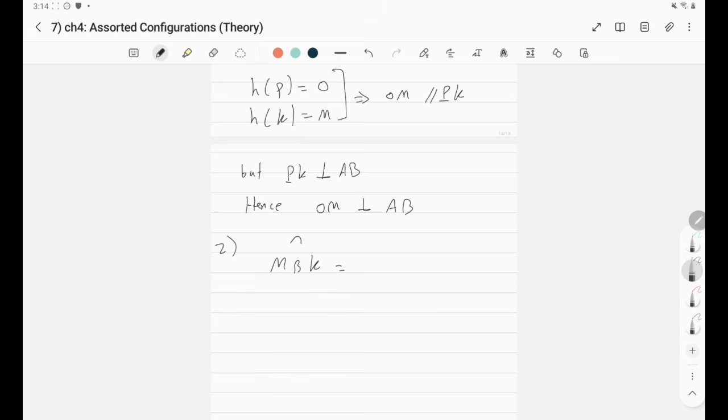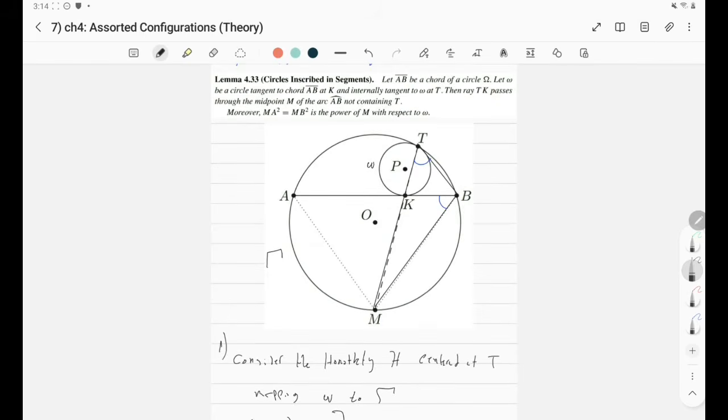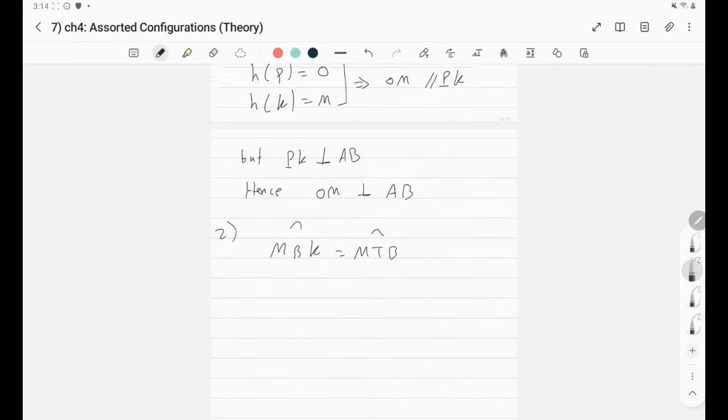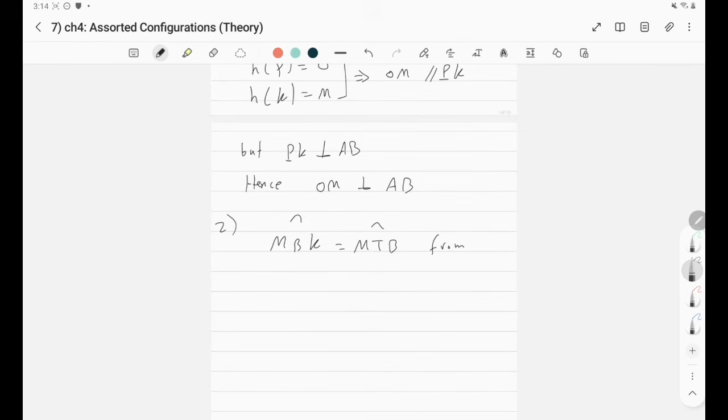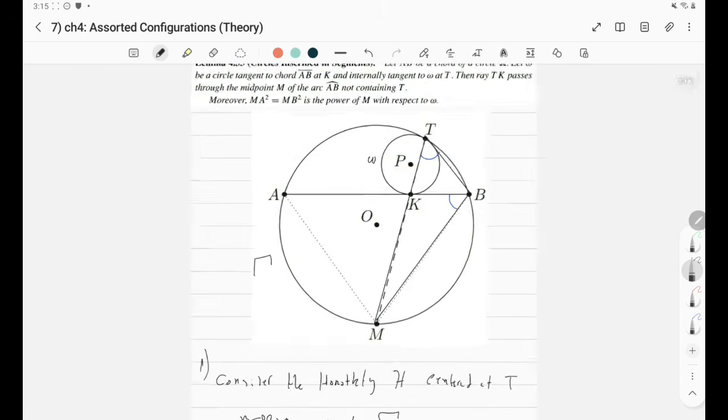MBK equals MTB. MBK, as we said, is equal to this one. And why is that? Just like from part 1. So that just means that MB is tangent to the circle MBT. And as we said, from the tangency we get that MB square is equal to MK times MT, which is indeed the power of point. Very nice.